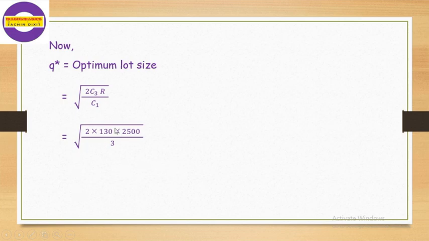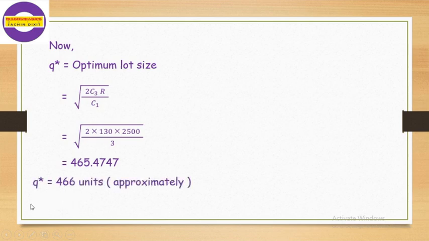Q star equals under root of 2 multiplied by 130 multiplied by 2500 divided by 3. If we find the square root of all these terms, you can calculate it yourself using a calculator, and its value is 465.4747, which can be approximately stated as Q star equals 466 units, because any rivet cannot be taken in fractional form. So we converted it into an integer, and that means the optimum lot size for the rivets is 466 units.